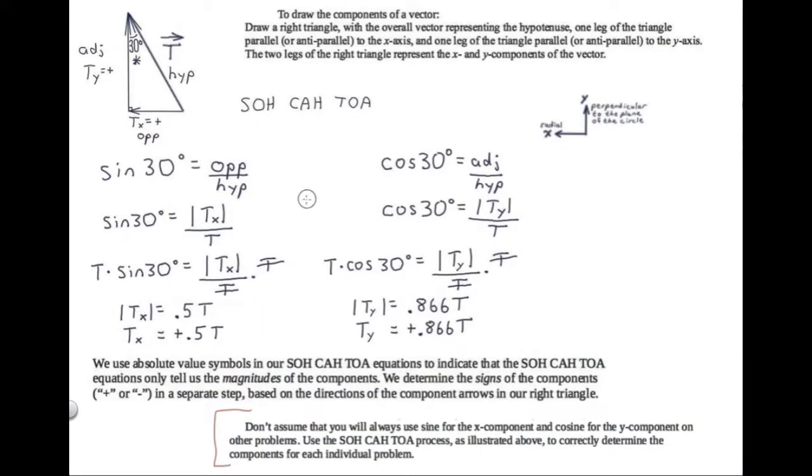Now, for this problem, it turned out that we used sine to determine the x component and cosine to determine the y component. But there are other problems where you might need to use sine for the y component and cosine for the x component, so don't assume that you will always use sine for the x and cosine for the y component. Use the SOHCAHTOA process on each problem, as we've illustrated here, to correctly determine the components for each individual problem.